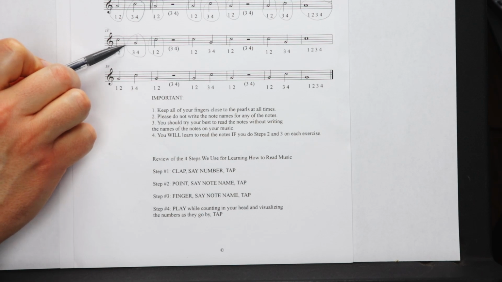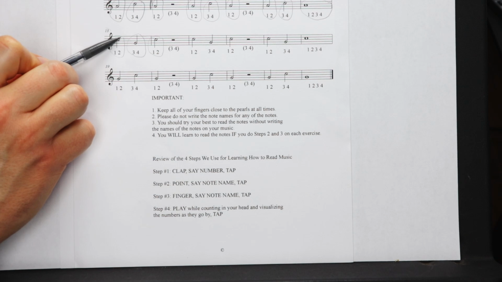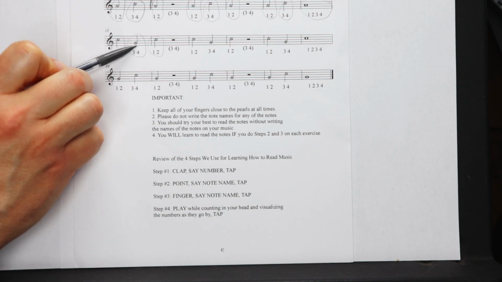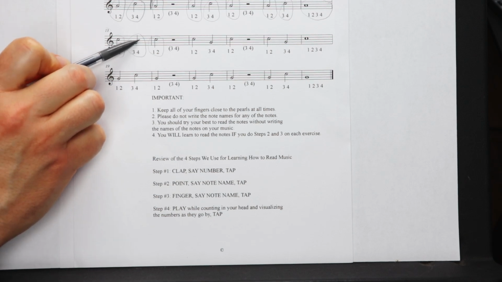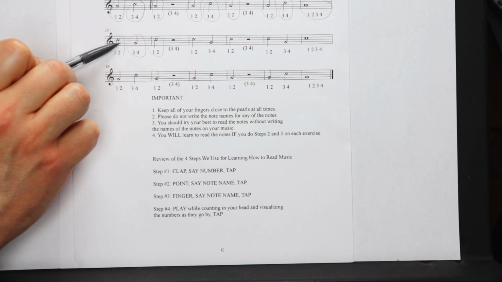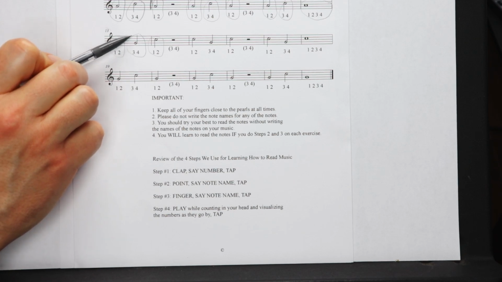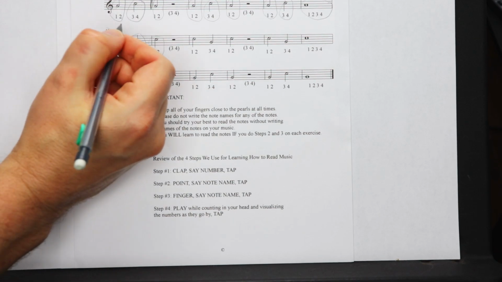Okay, so remember we talked about this earlier. There are 1, 2, 3, 4 spaces, and there are 1, 2, 3, 4, 5 lines. Okay, so 4 spaces and 5 lines. And that is called the staff.